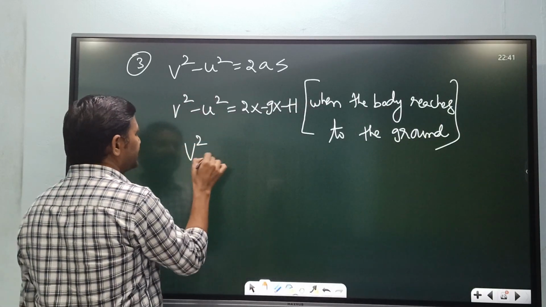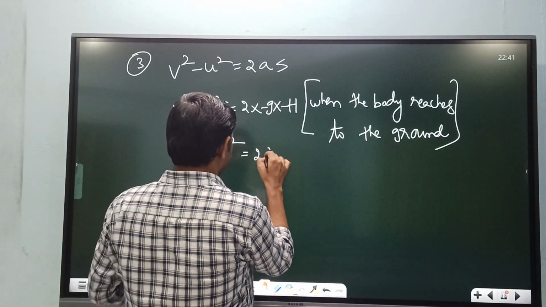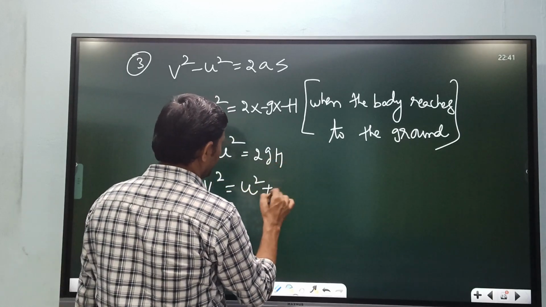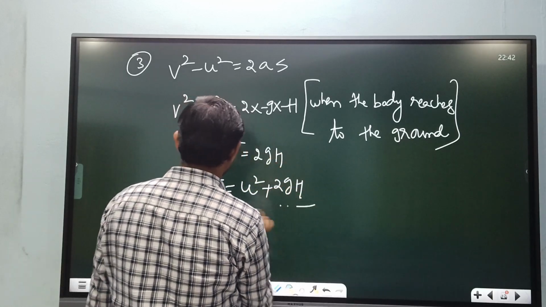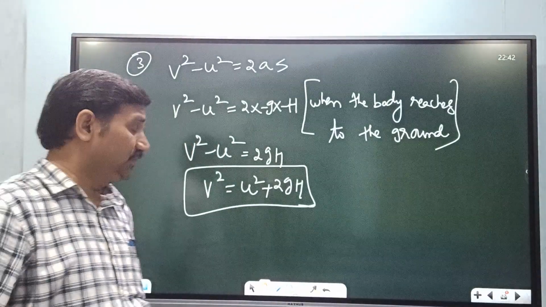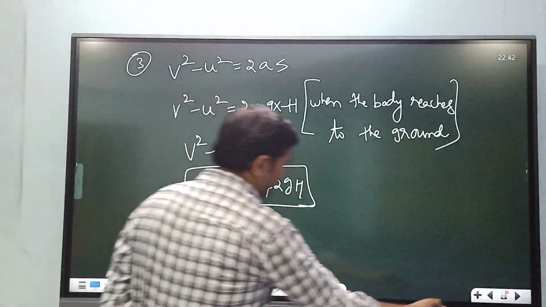So here V square minus U square is equal to 2GH. From this we can write V square is equal to U square plus 2GH. This is our third equation of motion. Then what is our fourth equation of motion?